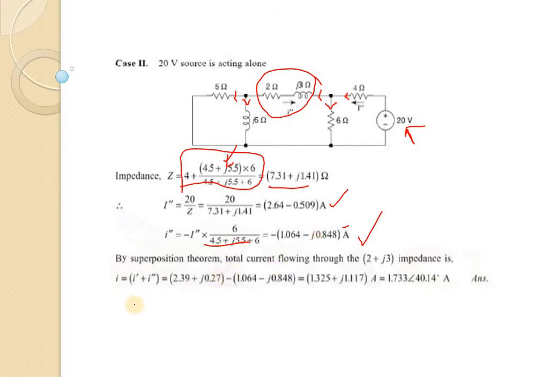Now as per the superposition theorem, we have to sum up both currents to get the actual result, and we are getting this one, that is our result is 1.733 angle 40.14 ampere. This is the result of the superposition theorem solution.